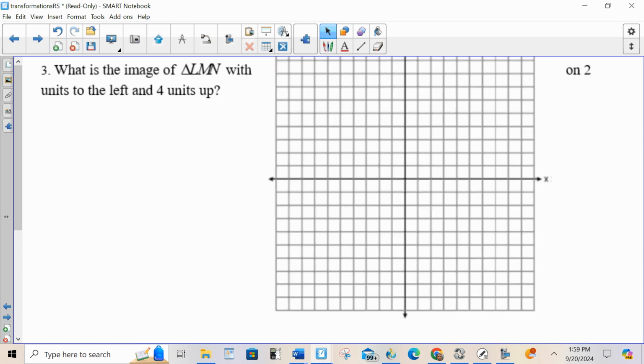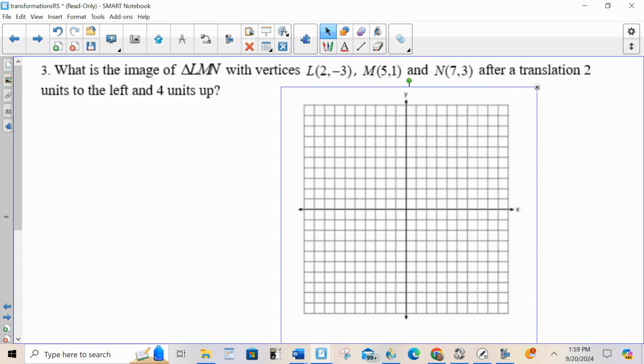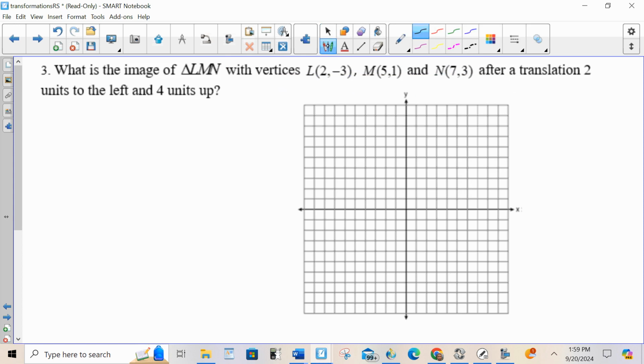Let's start with a translation. We're going to start by plotting the points. I've got L (2, -3). I've got M (5, 1). I've got N (7, 3). I know it looks a little weird, but whatever. And it wants me to translate it 2 left and 4 up.